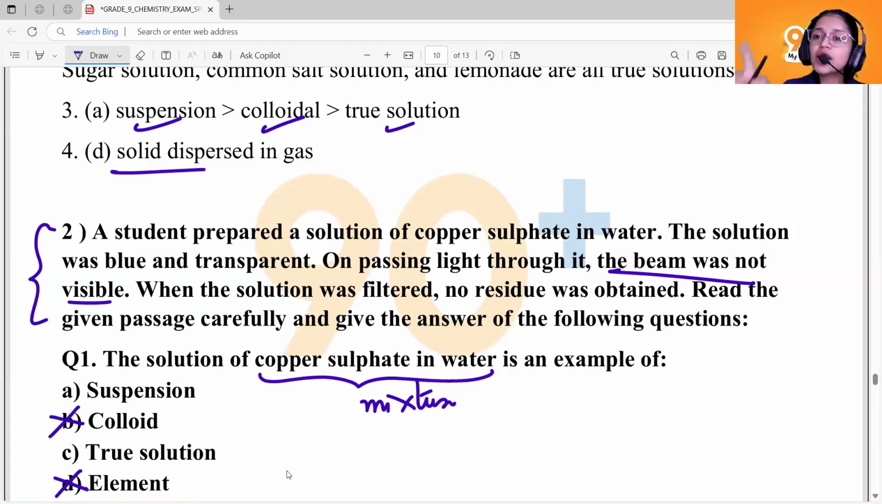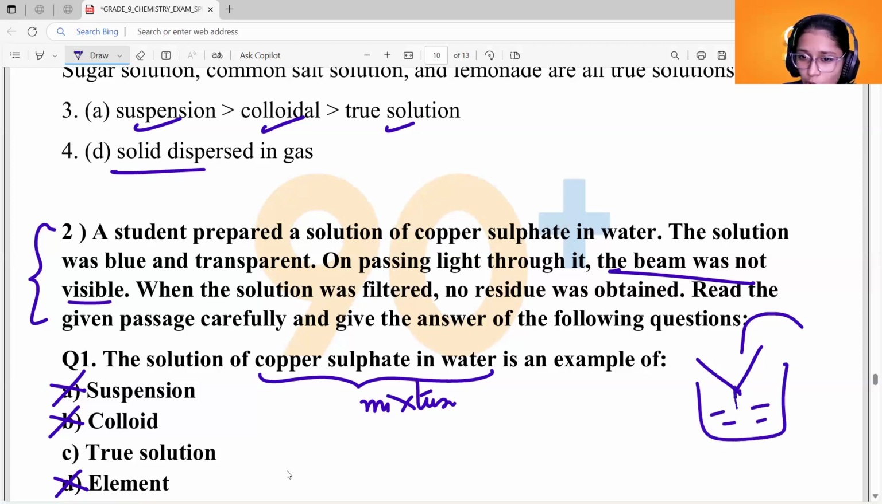Then, when it was filtered, no residue was obtained. So it is not a suspension also. Suspensions, when you filter, you will be able to get residue. So what is residue? The substance that you get on the filter paper. If you take, for example, sand in water, that is a suspension. If you add it, what happens? All the water gets collected in the bottom, and on the filter paper, you will get sand, right? So that is residue. Okay. So here, all three options are cancelled.